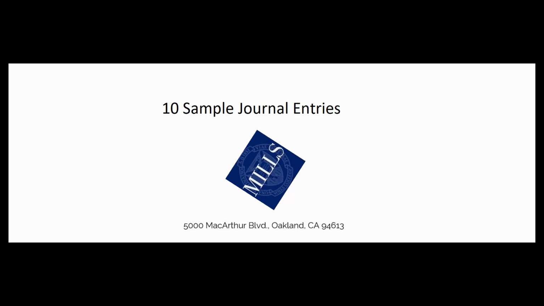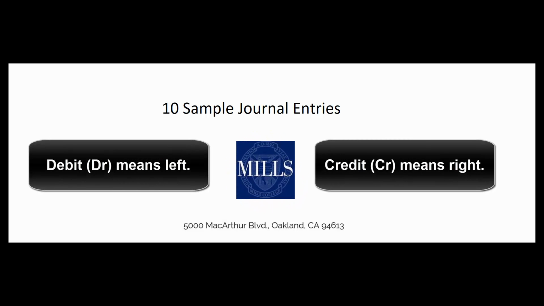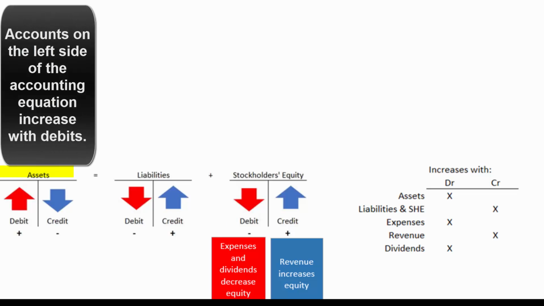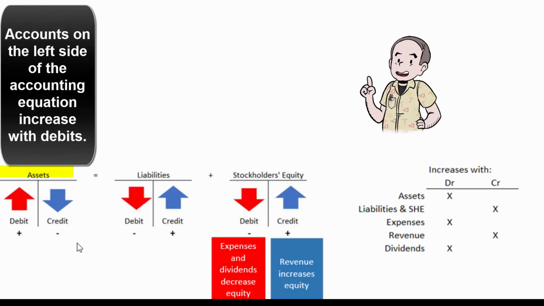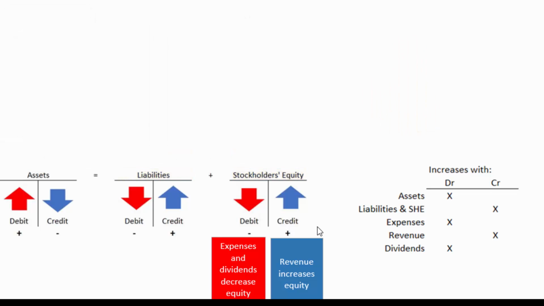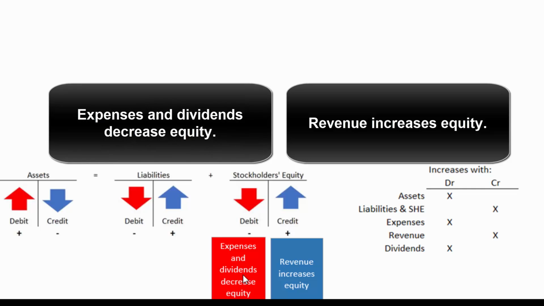Practice some journal entries. Remember the most basic rule, all journal entries balance. Debit means left, credit means right. Our other rules are assets, things on the left-hand side of the accounting equation, increase with debits. Liabilities and shareholders' equity, accounts on the right-hand side of the balance sheet, increase with credits. Revenue increases equity, and expenses and dividends decrease equity.